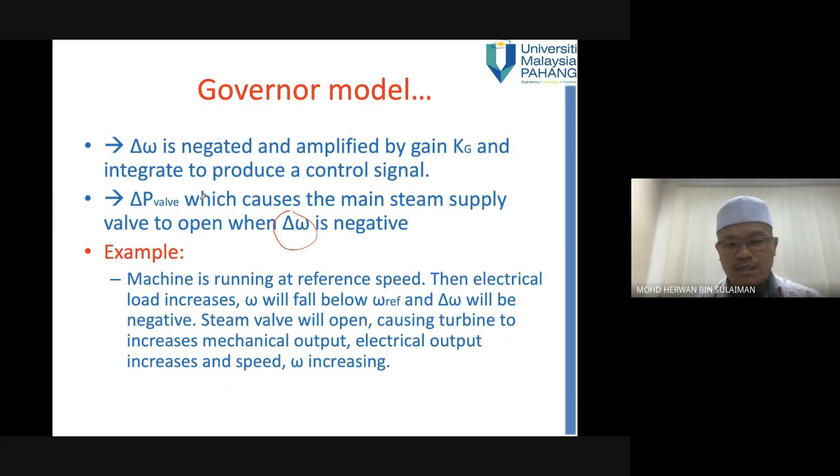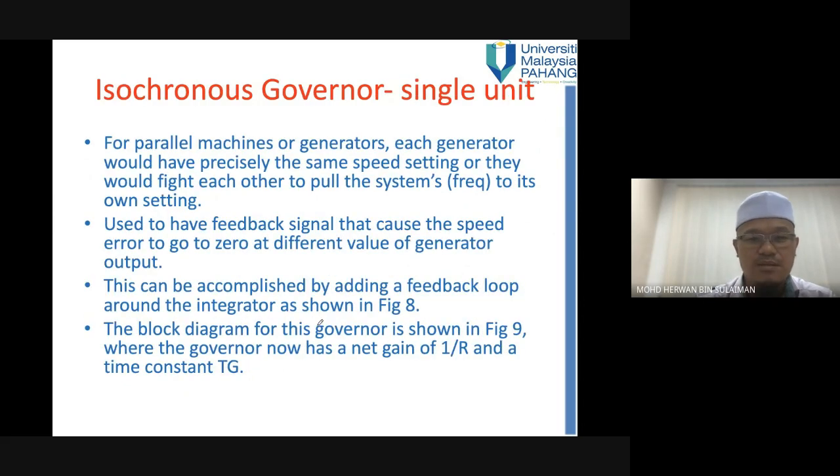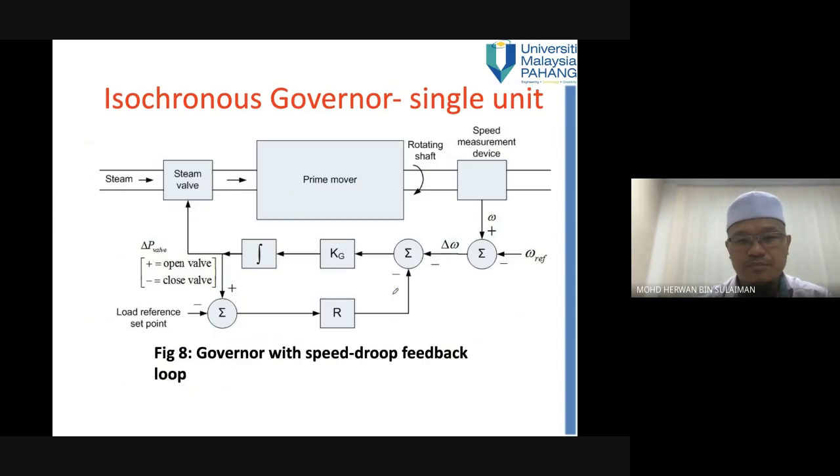Ini apa yang saya katakan tadi lah. Ini contoh kalau load increase, omega will fall, so dia akan dapat negatif yang tadi saya dah cakap tadi. Okay, we use the feedback signal that cause the speed error to go to zero at different value of generator output. So this is accomplished by adding the feedback loop.